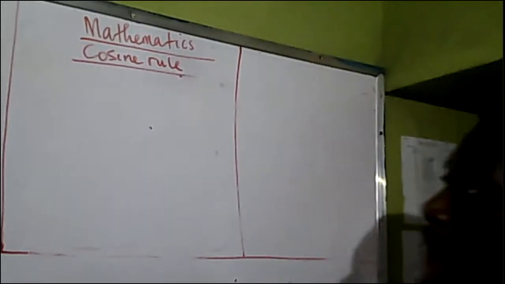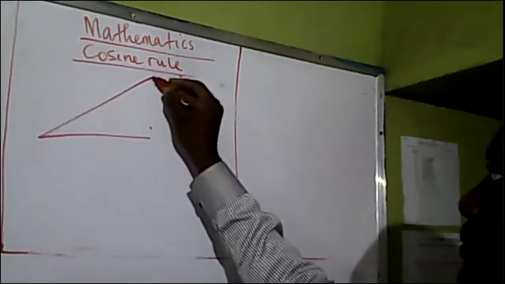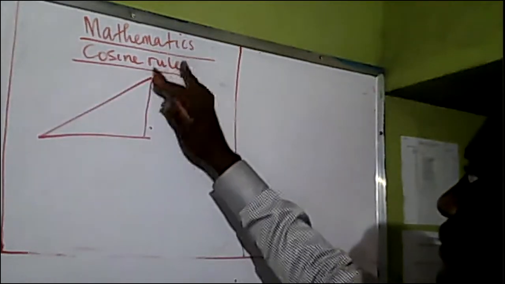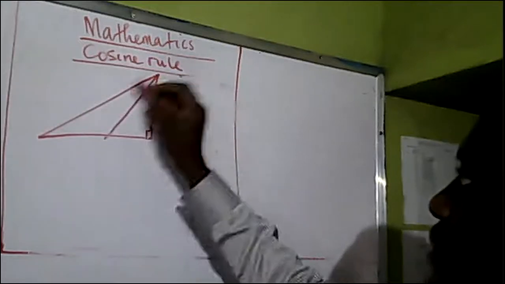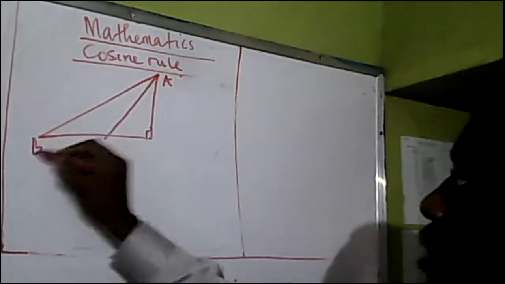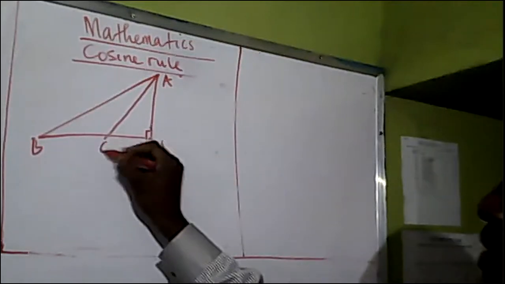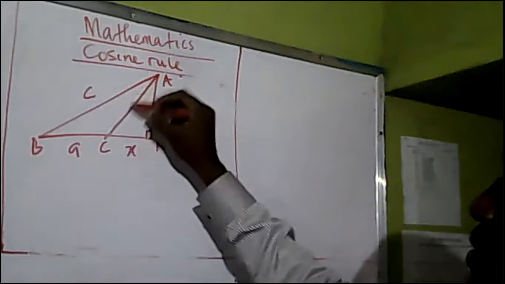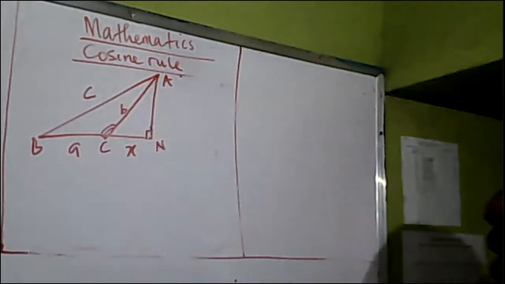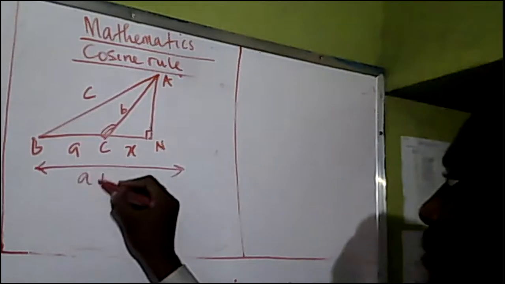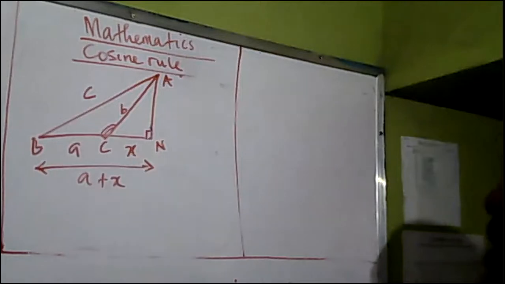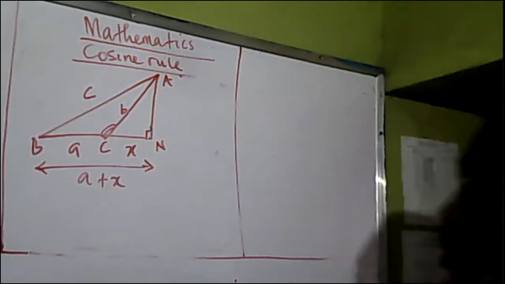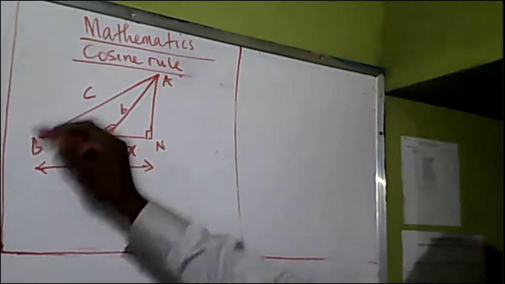All right. This is the second diagram. So this is right angled. This is your A. This is your B. And this is your C. ACB is an angle here. Then from this place to this place is what? A plus X. That's from here to here is A plus X. Is that all? Yep.